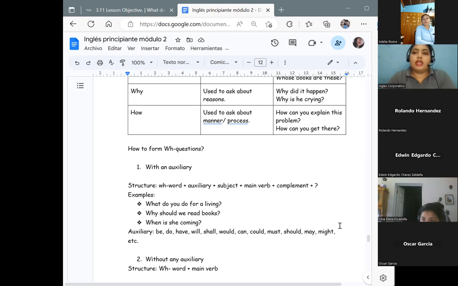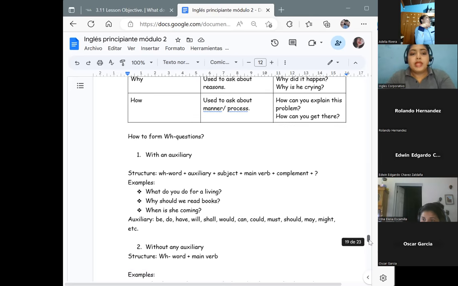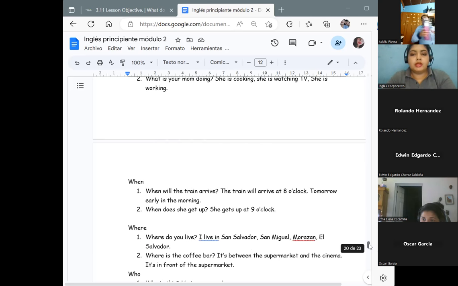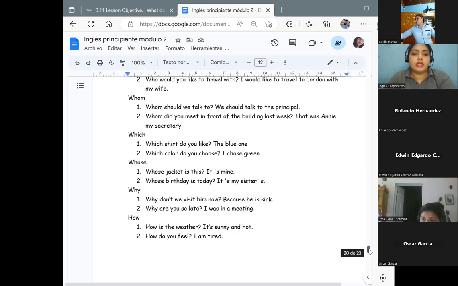Obviamente empezamos con la WH word, con el auxiliar, con el sujeto, el main verb y el complemento. En el caso del auxiliar, pues cuando llevamos el auxiliar es cuando se lo agregamos. En ese caso puede ser do, puede ser be, puede ser have, will, shall, and some words more. Y cuando no llevamos el auxiliar, nos pasamos directamente al verbo. Tenemos también algunos ejemplos con esas WH words.